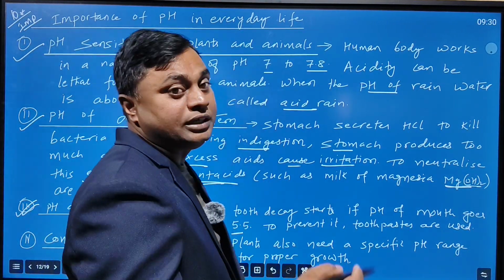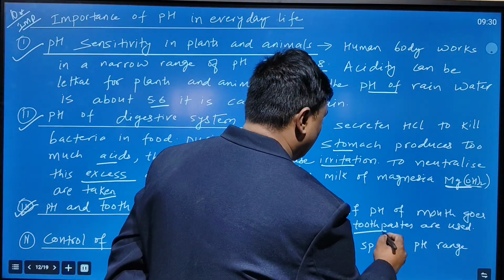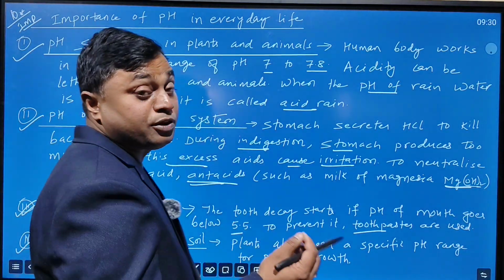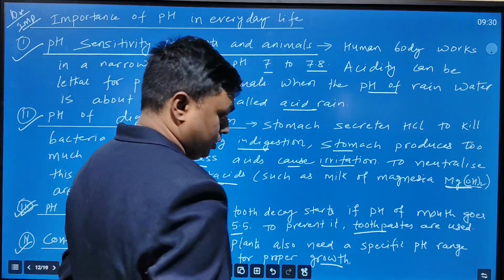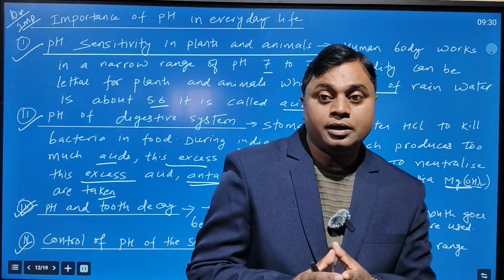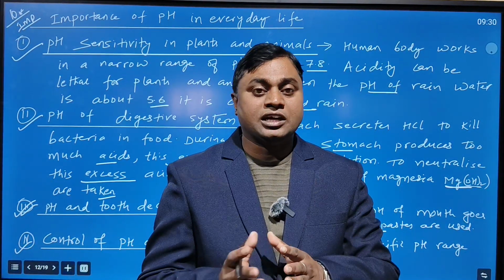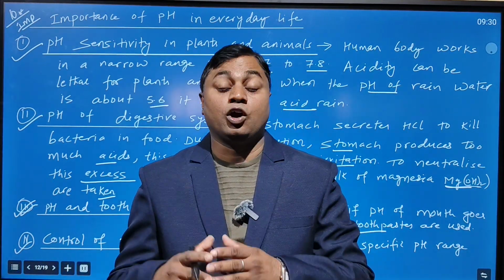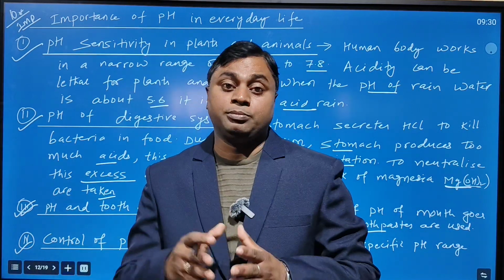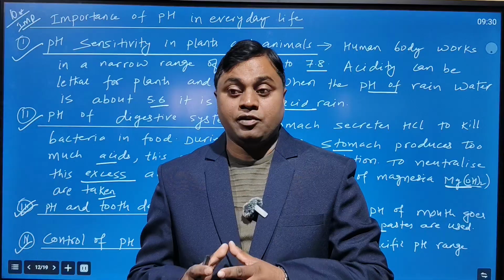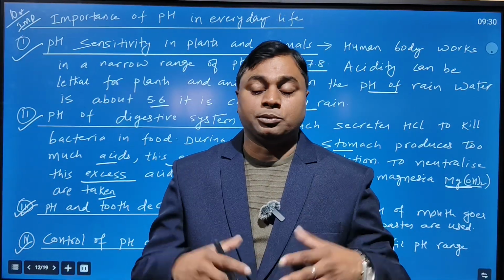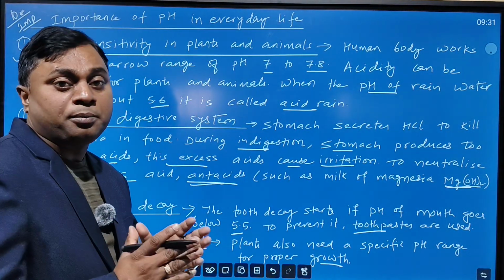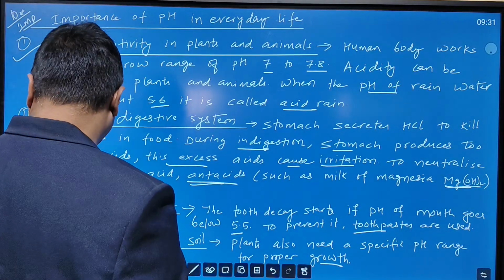So to prevent it, we are using a toothpaste which is generally basic in nature. Toothpastes are taken. Yes or no? Similarly, control of pH of the soil. Yes, plants also need a specific pH range for proper growth. With the help of pH paper, universal indicators and all, they are checking the soil and quality of soil, whether it is acidic or base. If it is too acidic, then some salts may be added, which is basic. If it is too basic, then some manures may be added, some salts which are acidic. Yes or no? So the crops cannot grow if the pH of soil is too acidic or too basic.